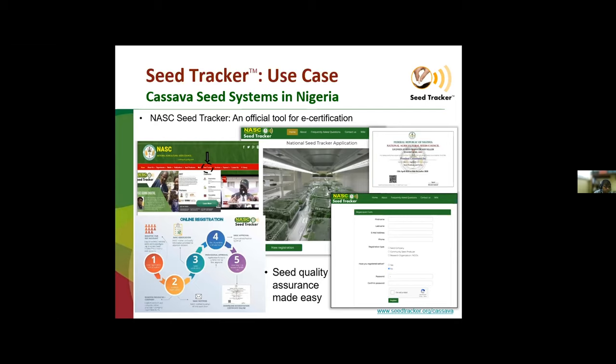So this is just to showcase the modular functionality, how a single system can be used both for tracking seed production, and the same system can be used for e-certification as well as for registering seed producers.